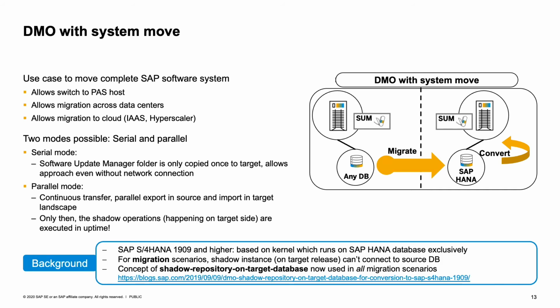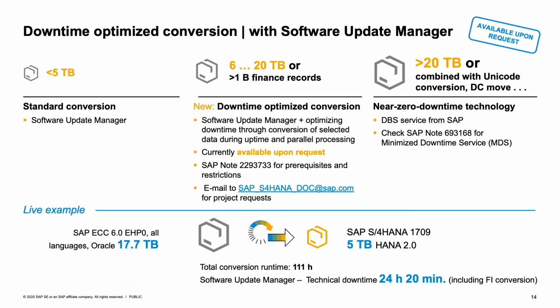Background for this, you are already aware of this. With S/4HANA 1909 and higher, we have the new approach that the Software Update Manager is creating the shadow repository always on the target HANA database. Also the case for the DMO with system move. And you may have a look at this blog to see details there.